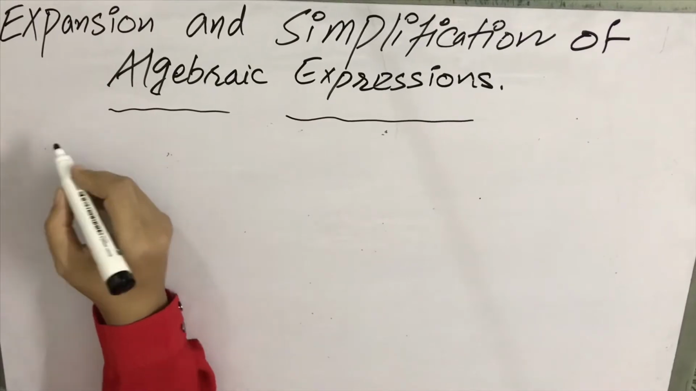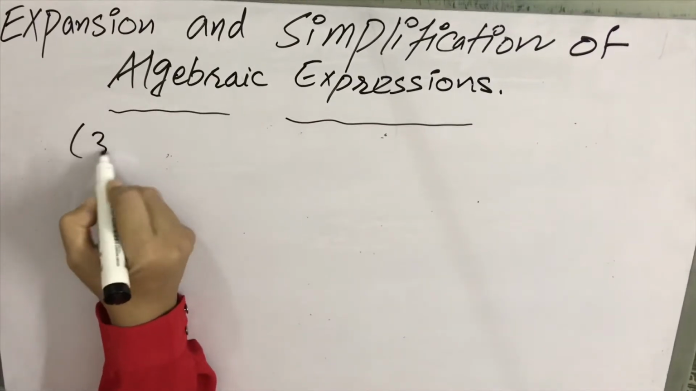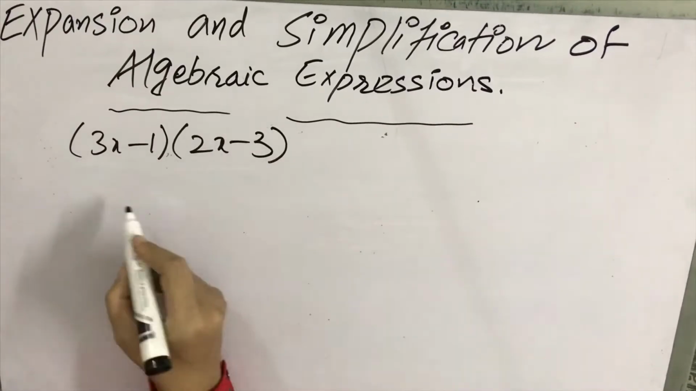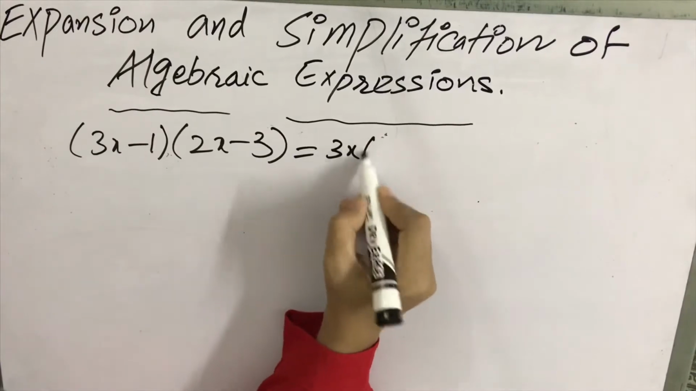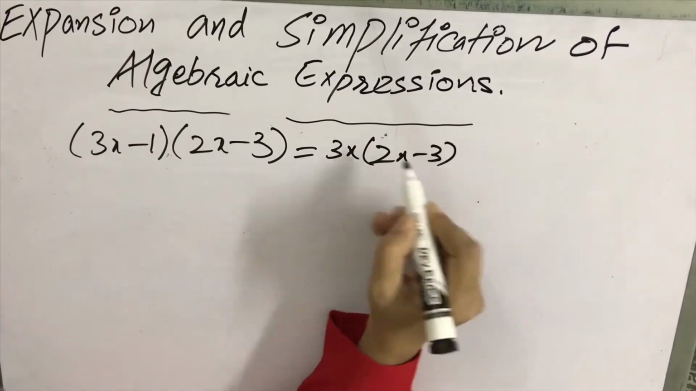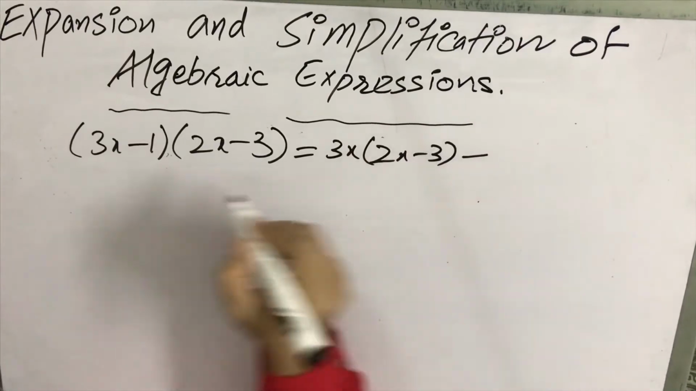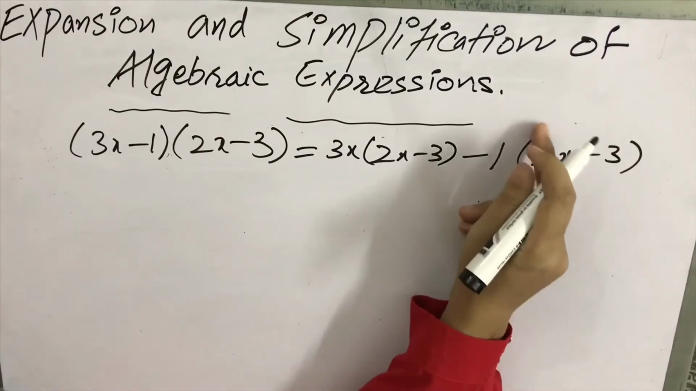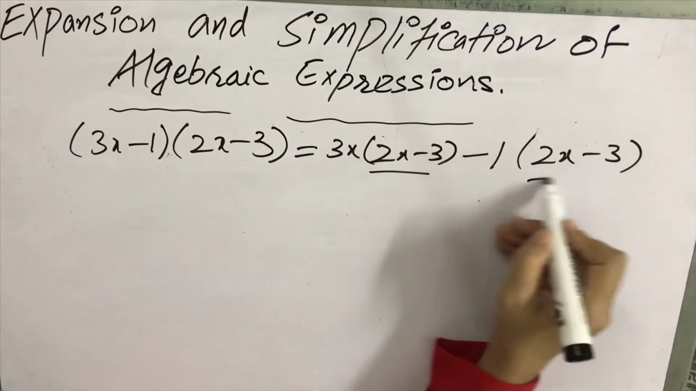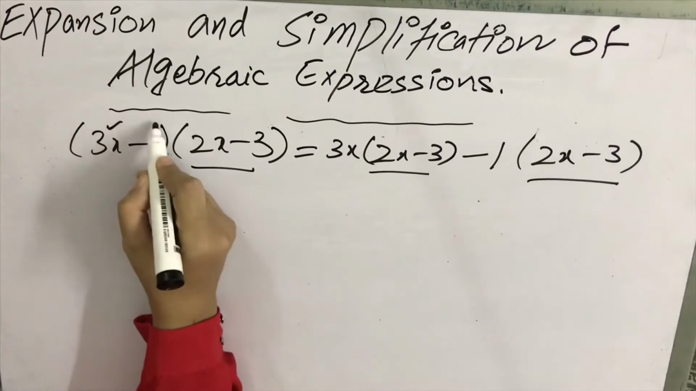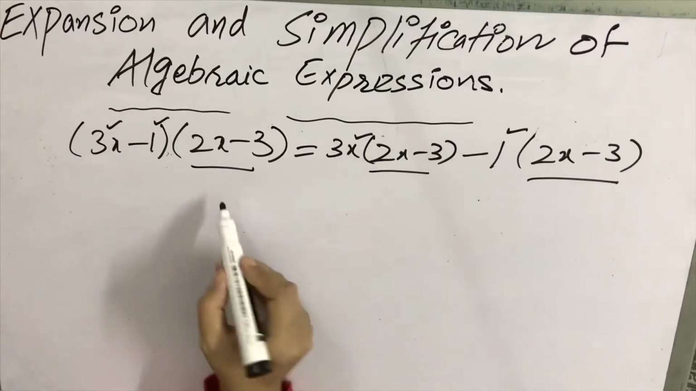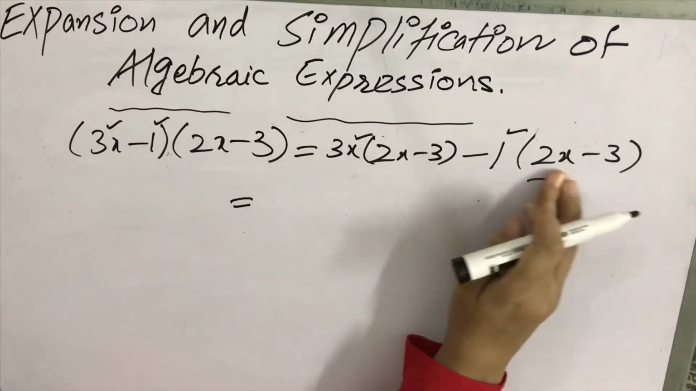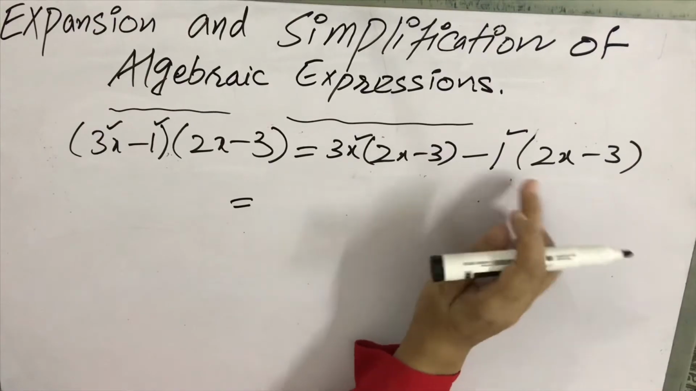The next question which I am going to take is 3x minus 1 bracket 2x minus 3. Open 3x bracket 2x minus 3. Now the second term will be opened with minus 1 bracket 2x minus 3. You have to observe that this part remains the same and this part is taken here. While opening, we have to multiply first 3x with 2x and 3, and then 1 with 2x and 3.